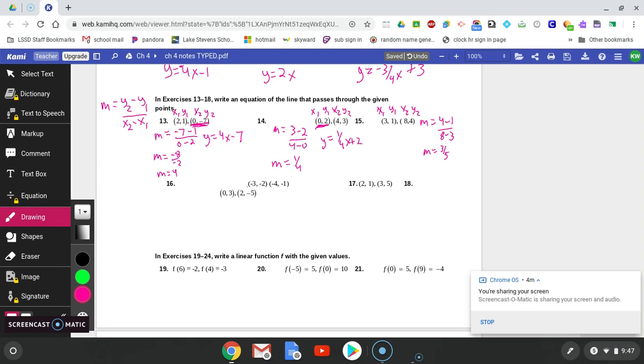However, it didn't give me b. Okay, so if we don't have b, we have to find it. So here's how we find it. I'm going to use the equation y equals mx plus b.